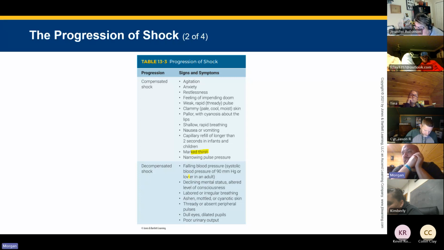So decompensated shock is the falling blood pressure, declining mental status. If all of a sudden they pass out, that's not a good thing. Or if they are alert, talking to you, and then all of a sudden they're not. Or they become agitated, and then increasingly more and more agitated. Dilated pupils is not a good thing.